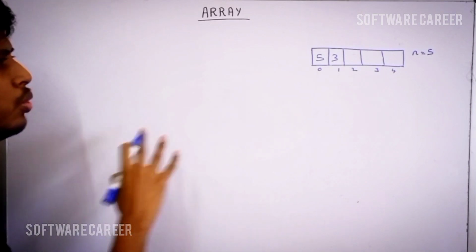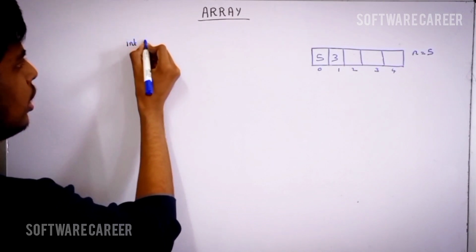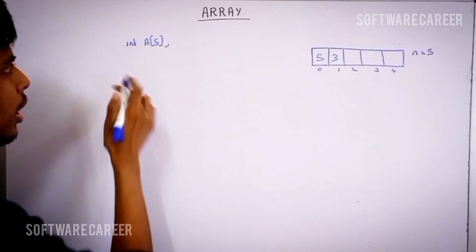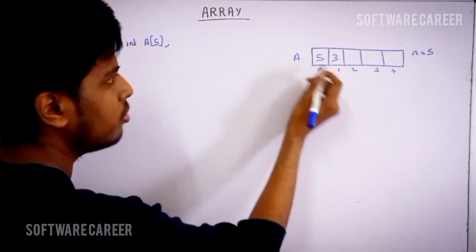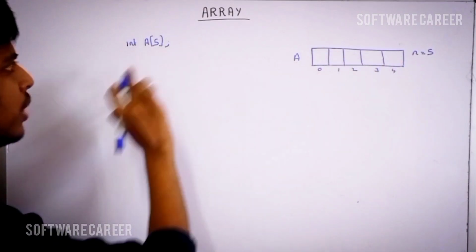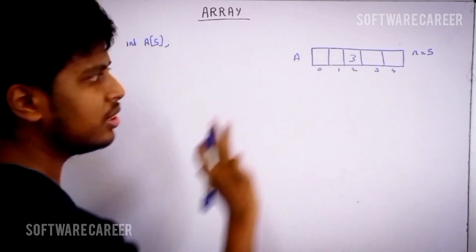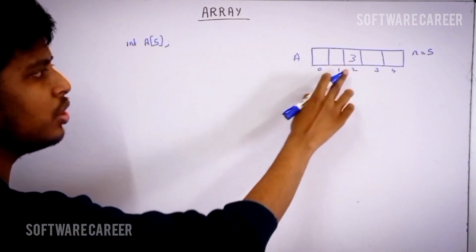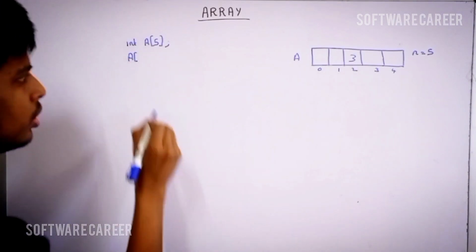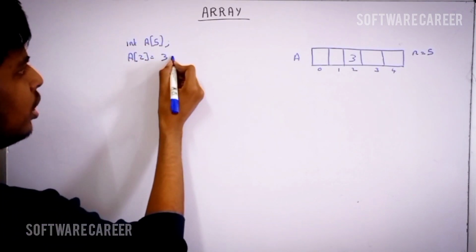Now let's see how to declare an array, how to create an array. See, int a[5]. What is this int a[5]? I have created an array a of size 5. Now it's empty. Suppose I want to put 3 at index 2. How do I put the value 3 at that place? a[2] equals 3. You have initialized the value like this.